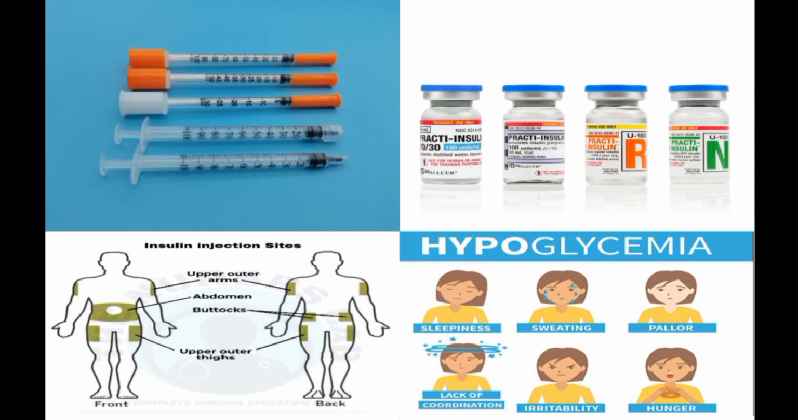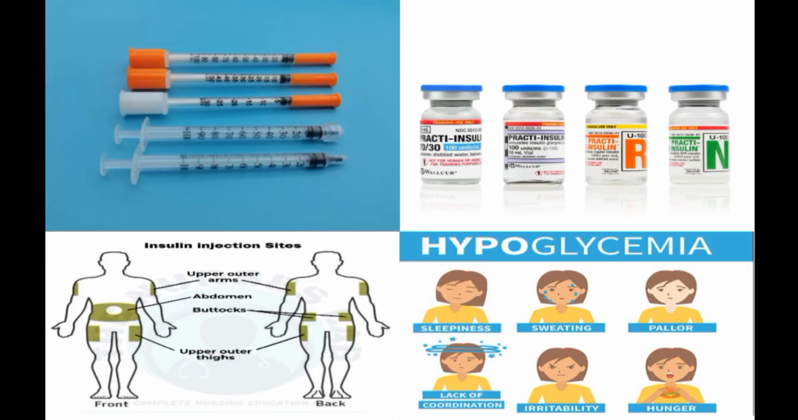Then the third type of diabetes is called gestational diabetes. This is the kind of diabetes that comes out exactly when a woman is pregnant. Sometimes it is also managed with insulin.